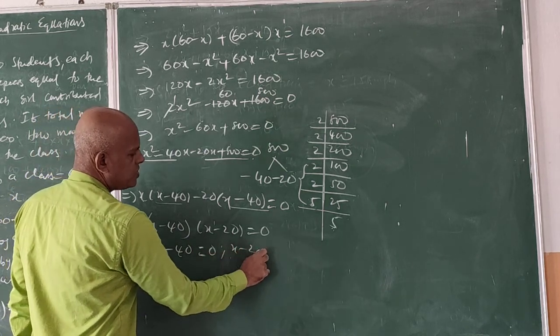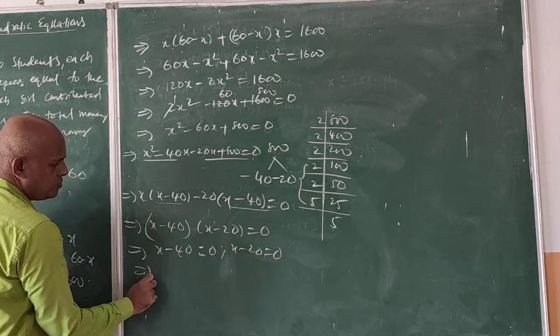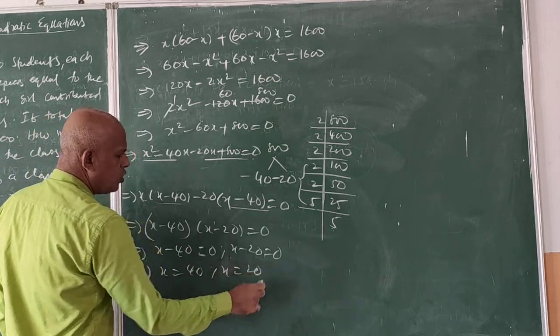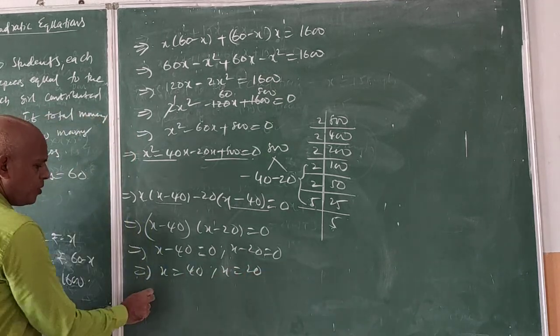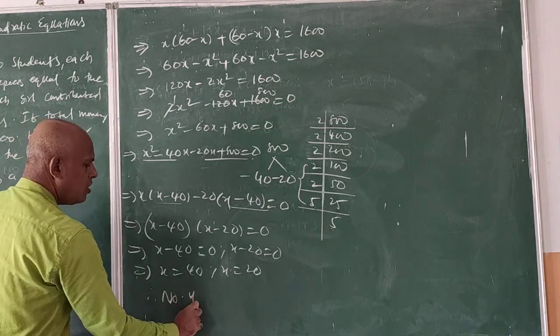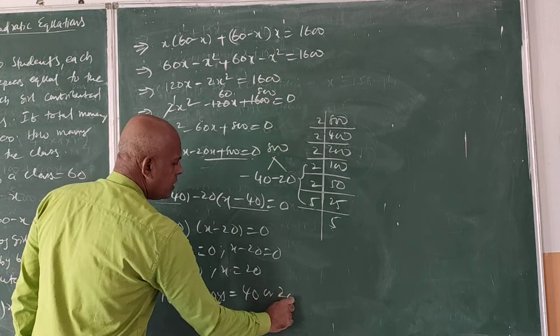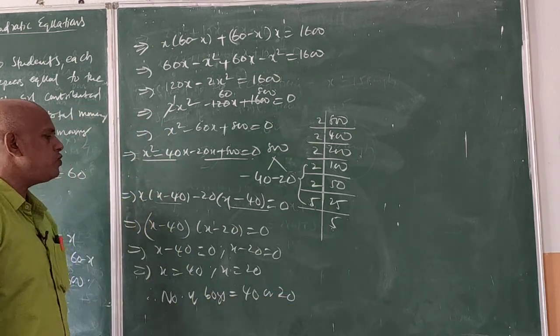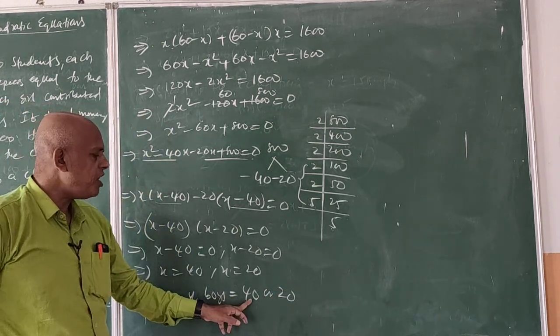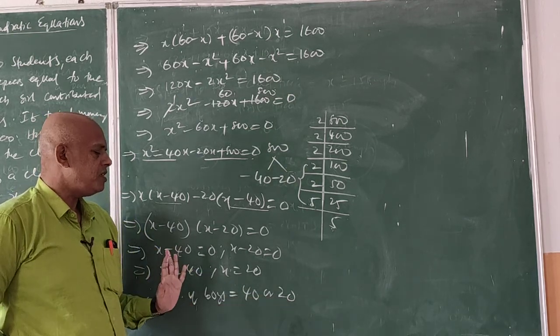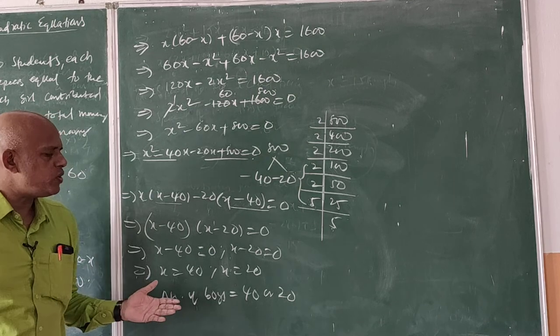and x minus 20 is equal to 0, which implies x is equal to 40 and x is equal to 20. So there are two possibilities. Therefore, number of boys is equal to 40 or 20. Actually, total number of students are 60. If boys are 40, girls will be 20. If boys are 20, girls will be 40. So that ratio will be there, because total number of students are 60.